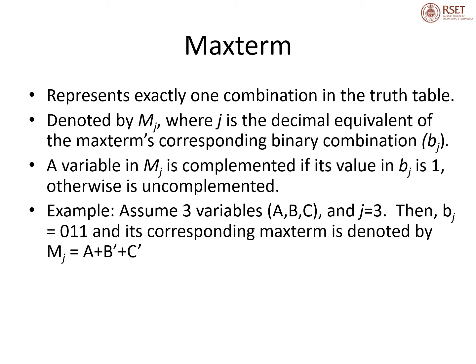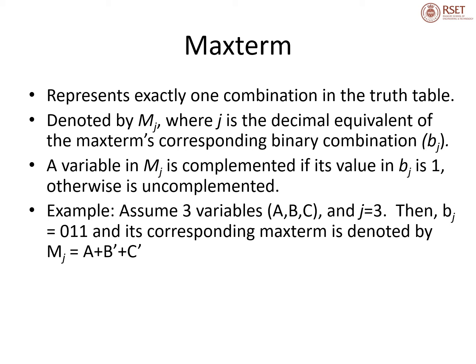Max term. This also represents exactly one combination in the truth table. It is denoted by capital Mj. Similar to the previous case, j is the decimal equivalent of the max term corresponding binary combination bj. Now, a variable in Mj is complemented if its value in bj is 1, unlike the previous case where it is complemented for the case when bj is 0.